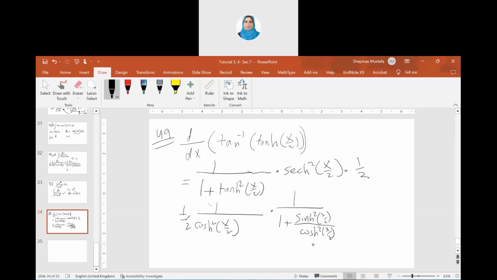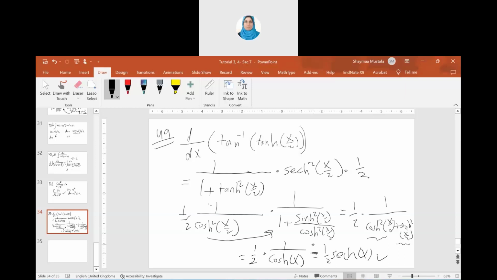We have 1 over 2 outside. When you multiply by cos square, this becomes 1 over 2 times 1 over cos square x over 2 plus sine square x over 2. Now cos square x over 2 plus sine square x over 2 is 1 from the identities, so this will be equal to 1 over 2 sec x.